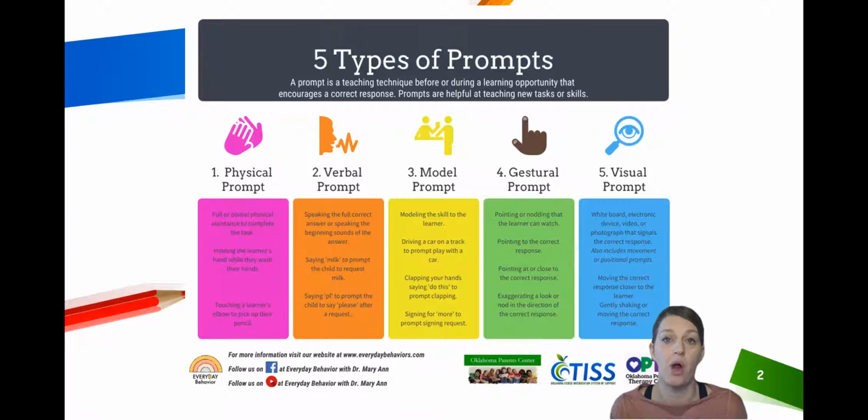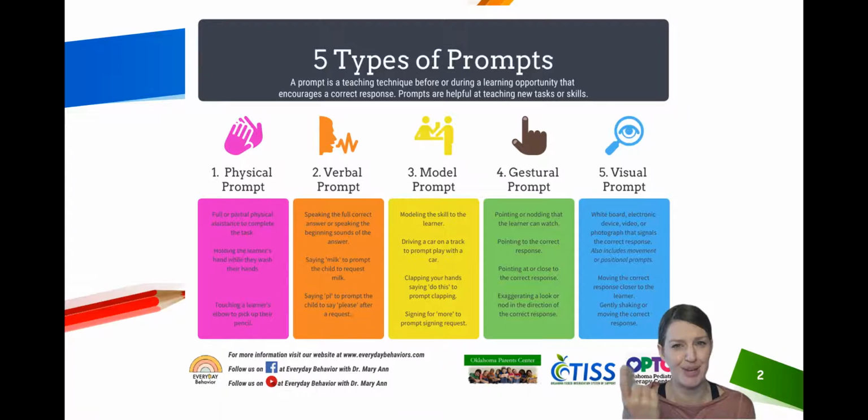And then a visual prompt. With a gestural prompt, you're looking towards or pointing at what they should be doing, whereas a visual prompt, you're kind of moving it closer. So in a visual prompt, you make sure that they can't miss it. Think about the old string around your finger. That's a visual prompt to remind you of something that you were supposed to do.